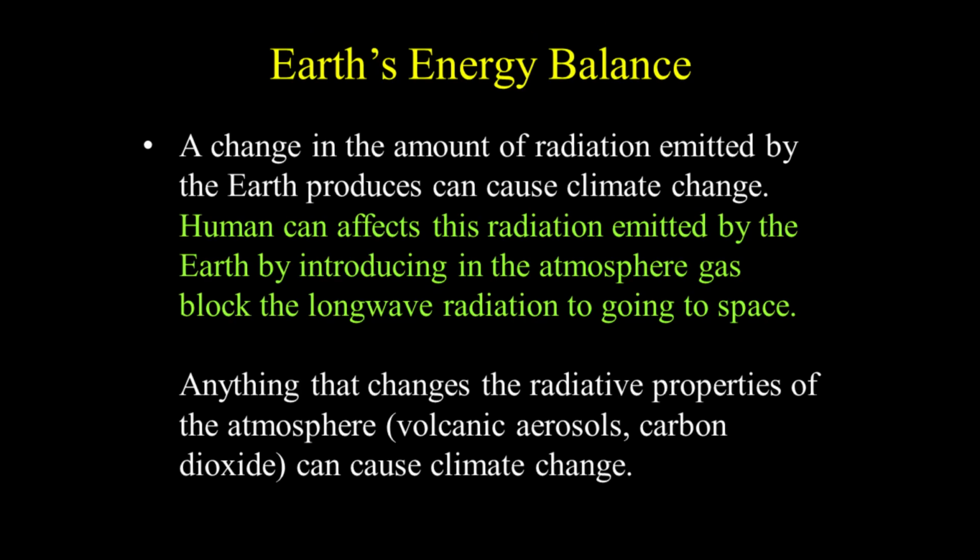A change in the amount of radiation emitted by the Earth can cause climate change. Humans can affect this radiation emitted by the Earth by introducing into the atmosphere gases that can block the long-wave radiation from going to space. Anything that changes the properties of the atmosphere, such as volcanic aerosols, carbon dioxide, and more can cause climate change.